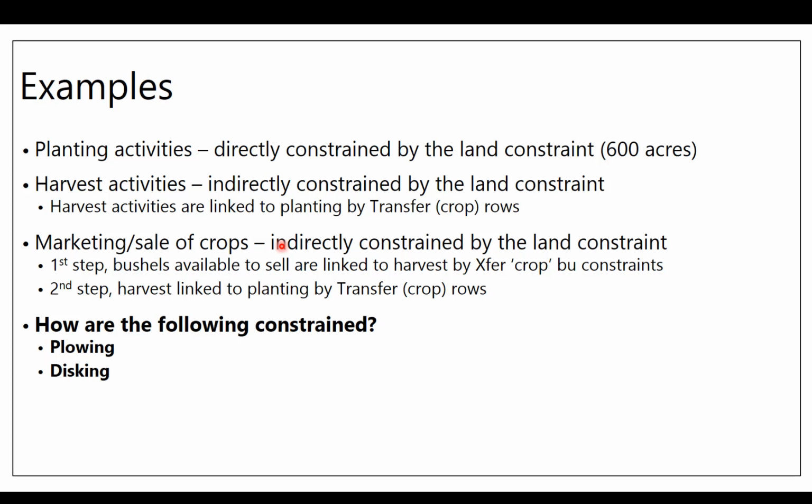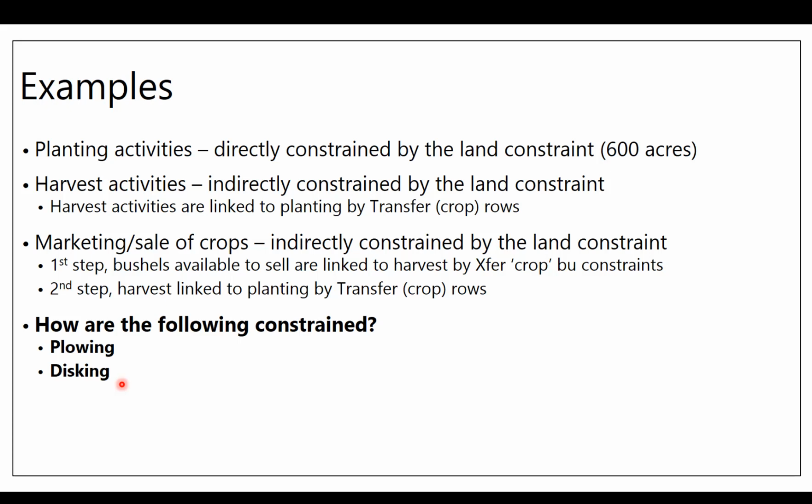Okay, so yeah, just to run through that. So planting activities are now directly constrained. Harvest activities are indirectly constrained by the land constraint. The marketing and sale of crops are indirectly constrained by the land constraint. It takes 2 steps to get there. First, you have to move through the transfer of crop bushels, and then you have to move through the harvest linkage. How would you describe the following being constrained?